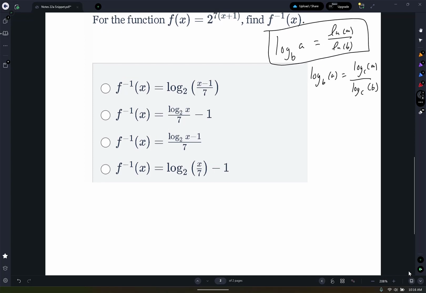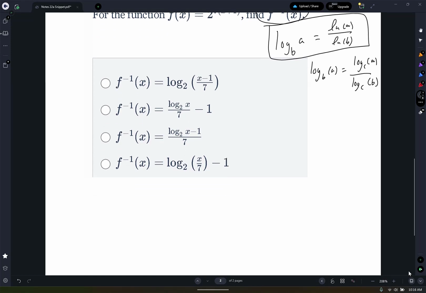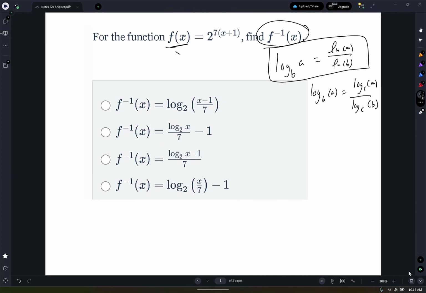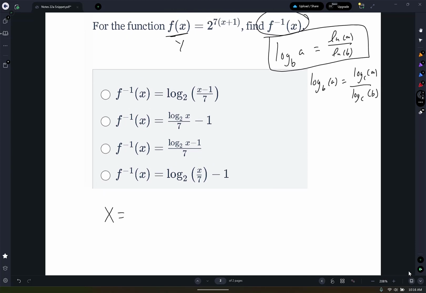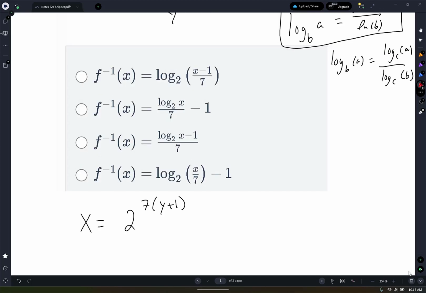Okay, so it wants the inverse of this function. So the first thing I'm going to do is rewrite this. This is like y equals this expression. I'm going to switch the x and the y, guys. X equals 2 to the power 7 of y plus 1. So there it is. Now, why do we switch the x and the y? It's because, remember, inverses reflect across the line y equals x. So if they reflect across the line y equals x, you can interchange those variables.